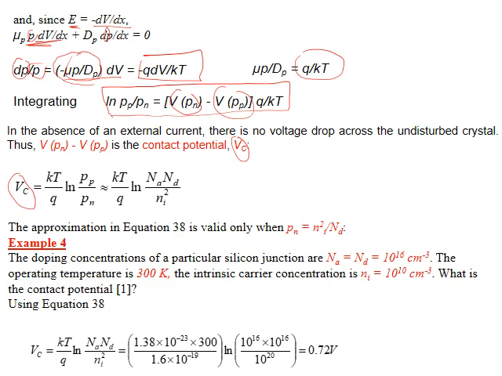Now, let's use this formula in this example. It tells you that the doping concentrations of a particular silicon junction, Na and Nd, are given to you. The operating temperature is 300 Kelvin, and the intrinsic concentration of the carriers is this value. What is the contact potential? We have the formula. K is a constant, Q is a constant, T is given in the question, and Na, Nd and Ni are all given, as you can see here in the question. We found 0.72 volts for the cell.